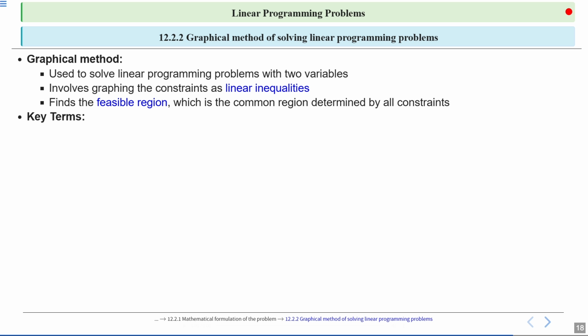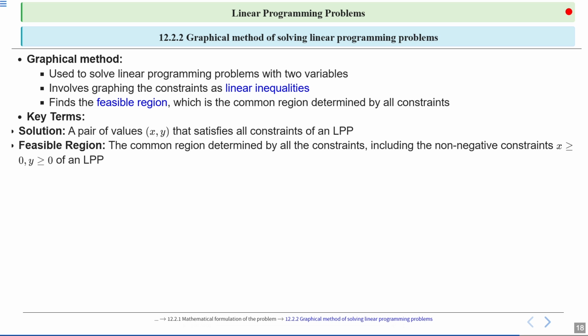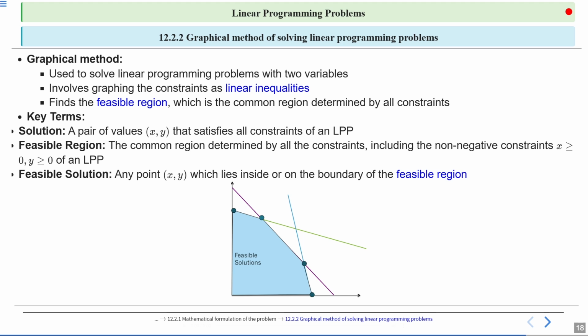Okay, now we will discuss some key terms. Solution: a pair of values x comma y that satisfies all constraints of an LPP is called a solution of the LPP. Okay, and what is the feasible region? The feasible region is the area where all the problem's constraints overlap, including the non-negative conditions. Okay, so here look at this figure. In this figure it shows a feasible solution. Okay, so any point x comma y which lies inside or on the boundary of the feasible region is called a feasible solution.